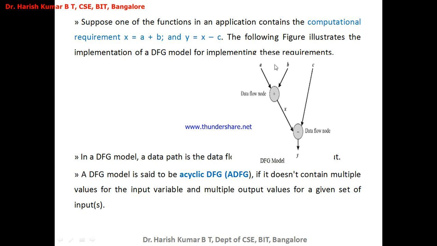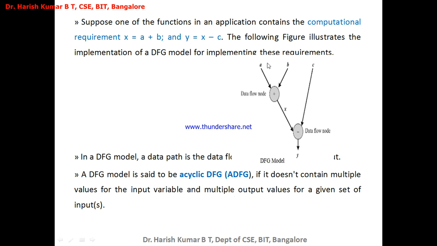This is how. So A is one input, B is another input. Now what are the kind of operation or the processing is happening? This is what the circle, which is representing the processing or the operation that is happening. So plus, and so output of this, x is fed as input to the second one. So x is flowing and c is another input. So the data flow node is this. So what it is doing, subtraction operation, and finally what you're getting is the result y. Okay. So DFG model is said to be acyclic DFG if it does not contain multiple values for the input variables and multiple output values for a given set of inputs.